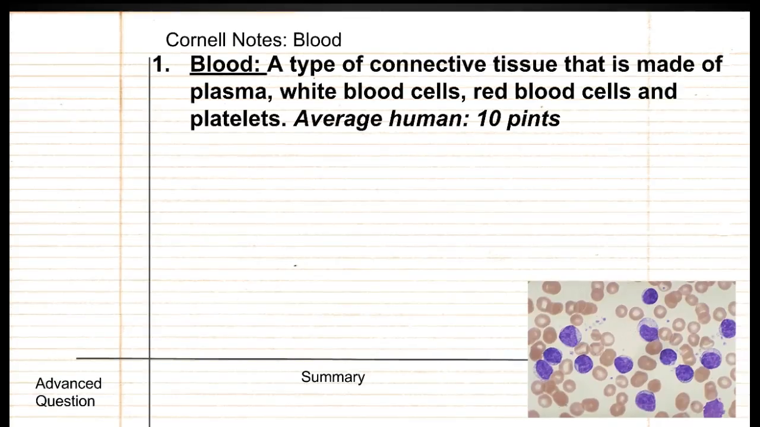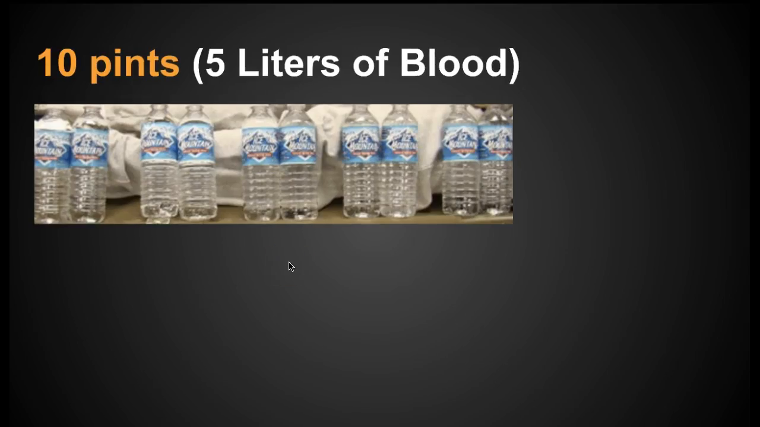So the definition for blood is a type of connective tissue that is made of plasma, white blood cells, red blood cells, and platelets. And humans have on average about 10 pints. And I'll show you how much 10 pints is in a minute. Here's 10 pints. A pint is about a bottle of water. So we have about 10 bottles of water or pints worth of blood, which is also known as 5 liters.